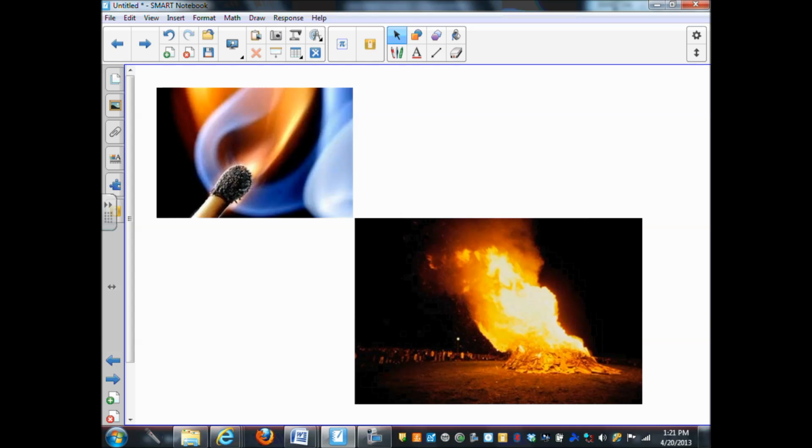And of course, when things are burning, whether you've lit a match or the fire has actually started, that is a chemical reaction that's taking place. That is chemical energy that is occurring.